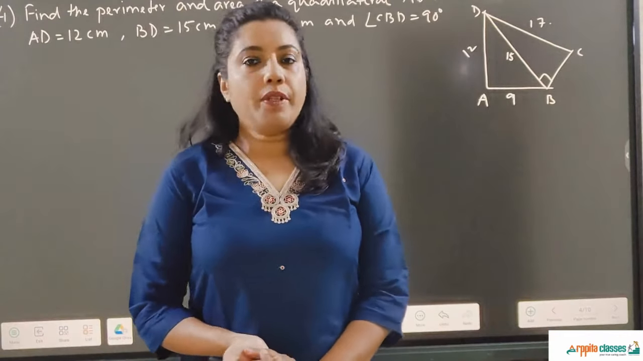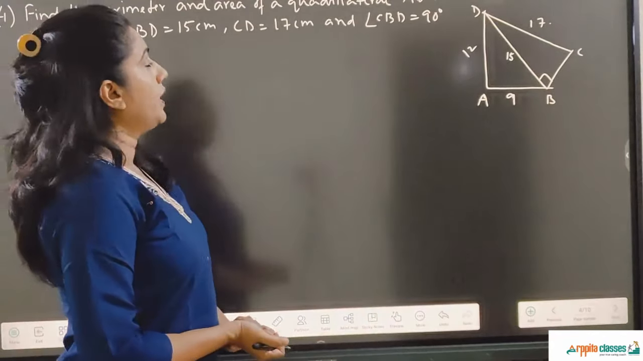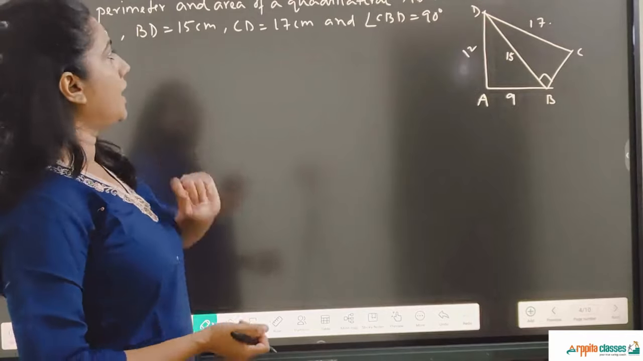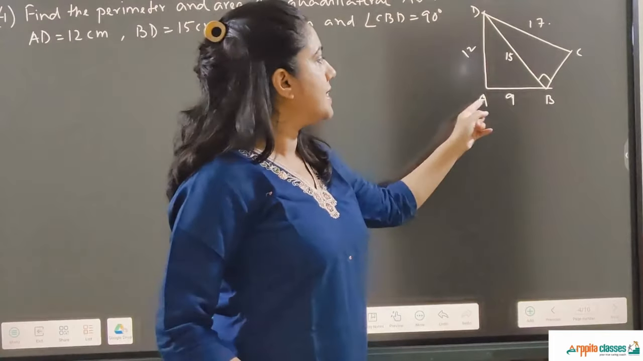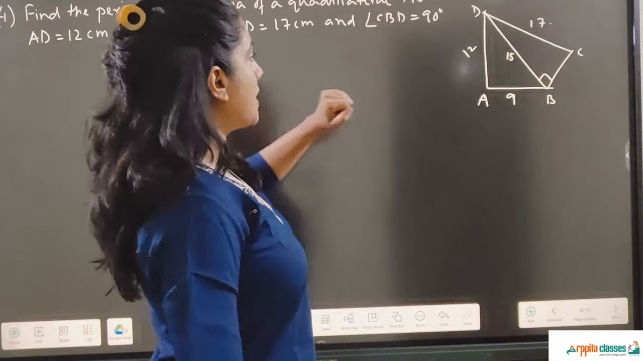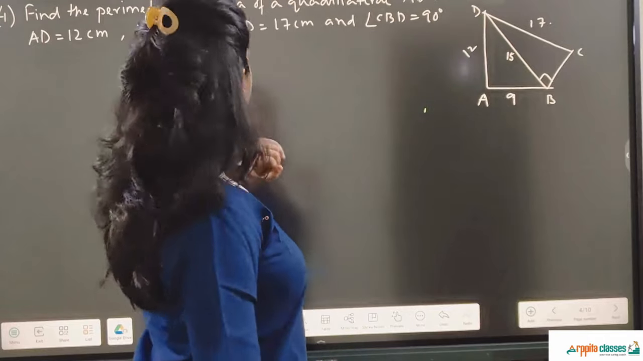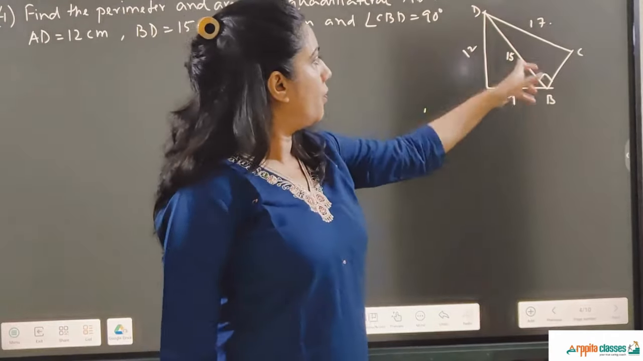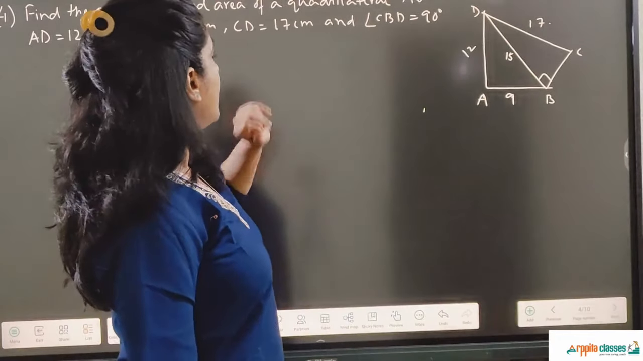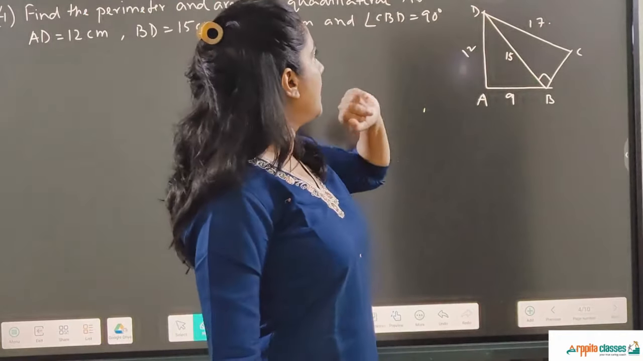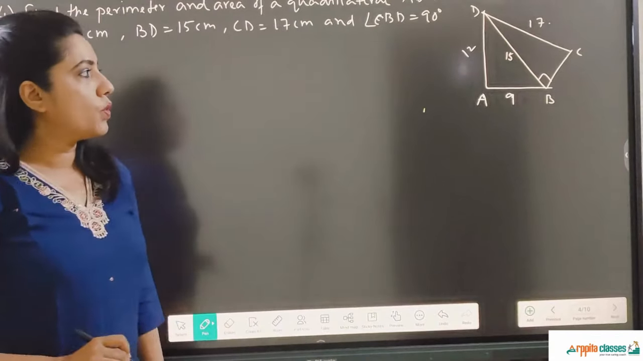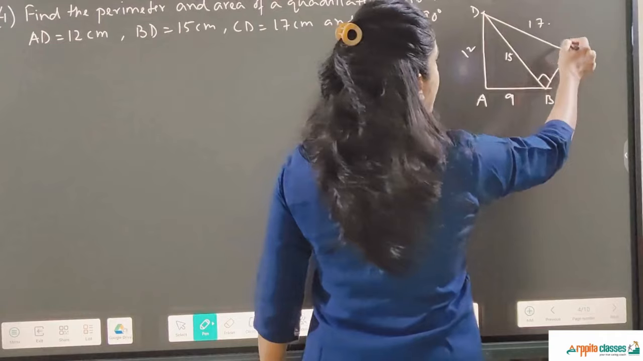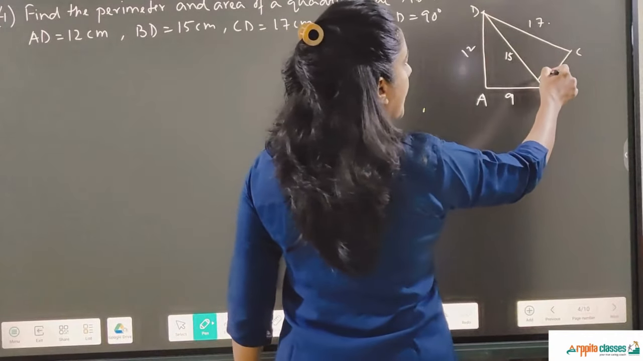So let's start with the next question, that is question number 4. They are saying: find the perimeter and area of a quadrilateral ABCD in which AB is equal to 9 centimeter, AD is equal to 12 centimeter, BD is equal to 15 centimeter and CD is equal to 17, and they are given that angle CBD is equal to 90 degrees. So this angle is 90 degrees.